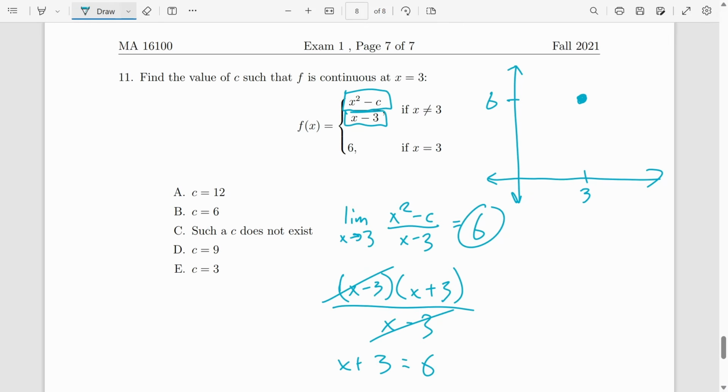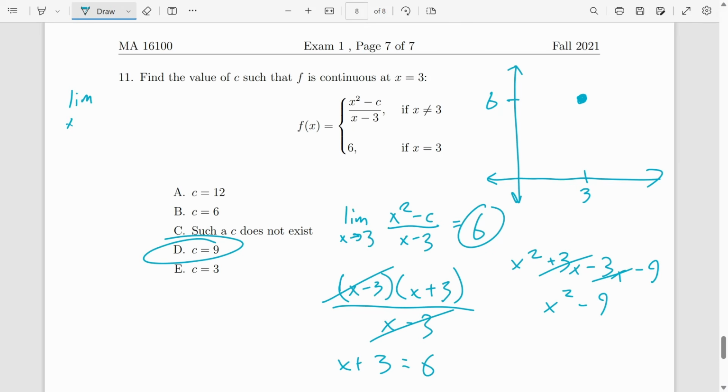So if we FOIL that back out, we will get x squared plus 3x minus 3x minus 9. These cancel out. We just get x squared minus 9. This was x squared minus c, so c probably equals 9. And we can check it. This problem is pretty easy to check your work on now, because we can just set up the limit again and evaluate it. So if we do the limit as x approaches 3 of x squared minus 9 all over x minus 3, we can evaluate that and see if we get 6.